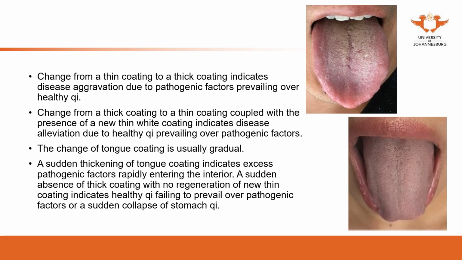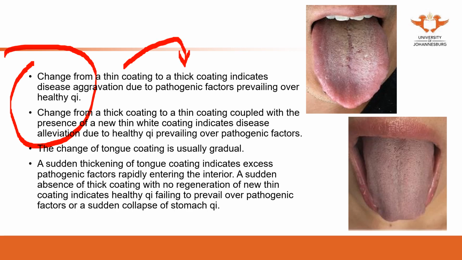Changing from a thin coating to a thick coating indicates the disease becomes worse due to pathogenic factors prevailing. Changing from thick to thin indicates it becomes better. This is very obvious because the normal tongue coating is a thin white coating. A thick coating is a sick condition. So from thin coating to thick coating means the disease is developing. From a thick coating to a thin coating, you can see the disease is recovering.